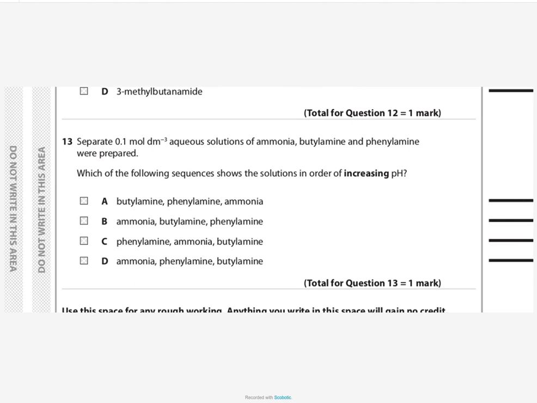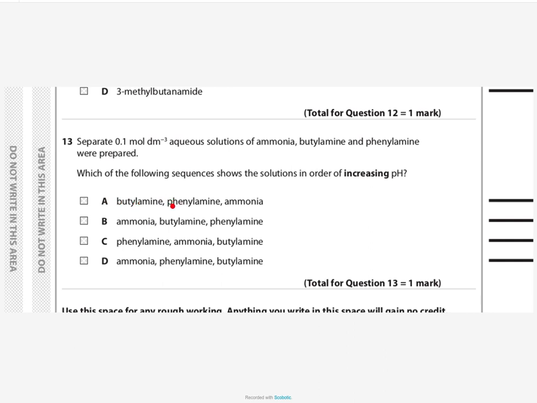Separate 0.1 mol per decimetre cubed aqueous solutions of ammonia, butylamine, and phenylamine were prepared. Which of the following sequences shows the solutions in the order of increasing pH? Increasing pH means increasing alkalinity, right? When the alkalinity increases, pH increases. That means you have to be more and more alkaline.